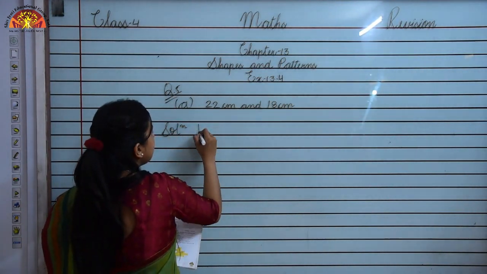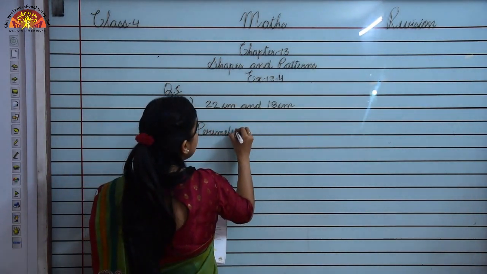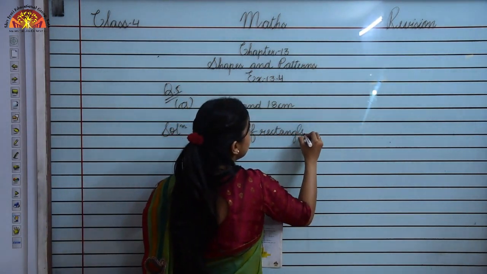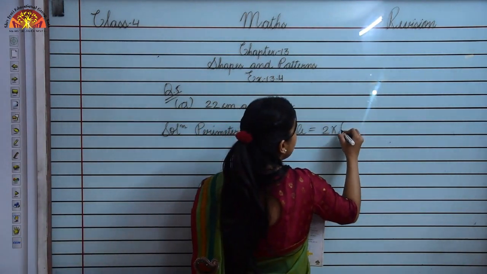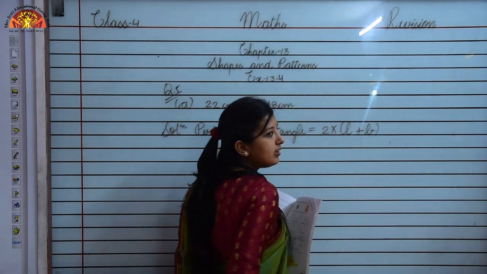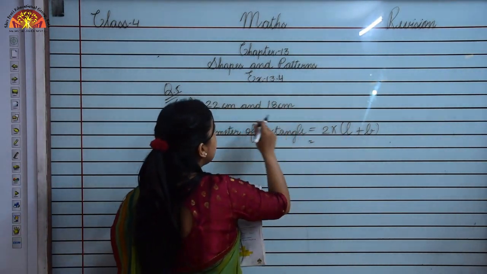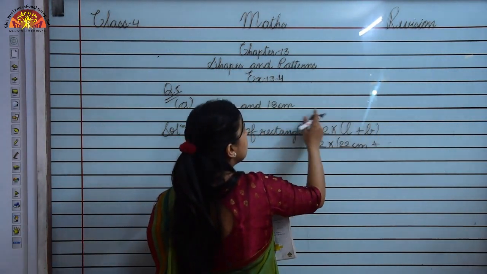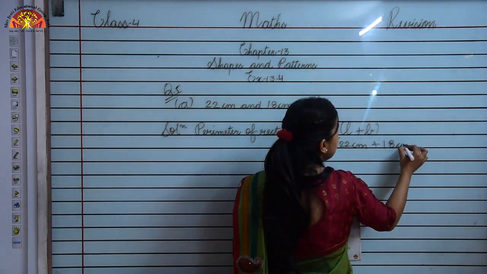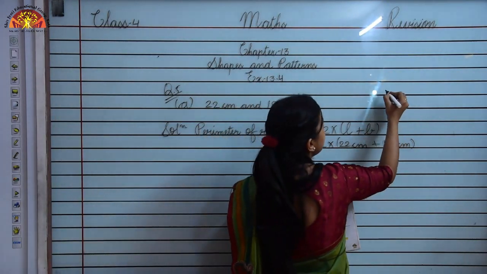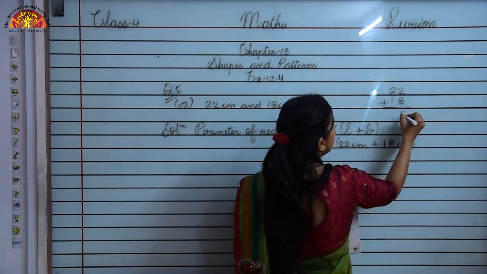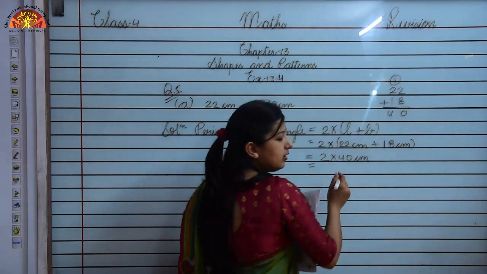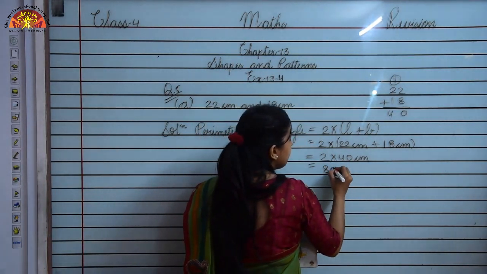So what is the formula for finding the perimeter of rectangle? Perimeter of rectangle equals 2 multiplied by (length plus breadth). Here L equals length and B equals breadth. So here length equals 22 centimeter, and breadth equals 18 centimeter. So 22 centimeter plus 18 centimeter equals 40 centimeter. Now 2 multiplied by 40 equals 80 centimeter. Fine.